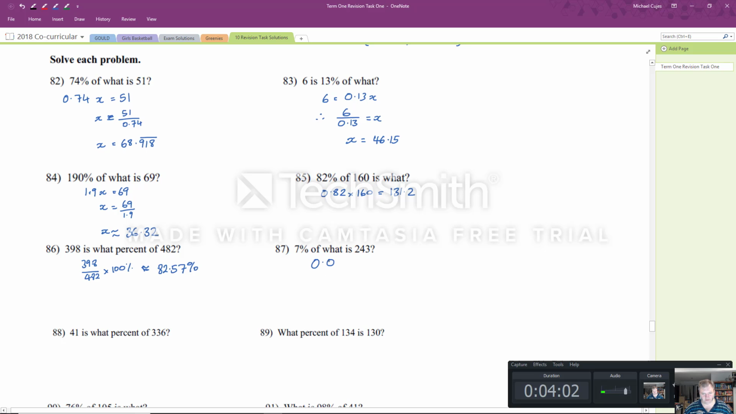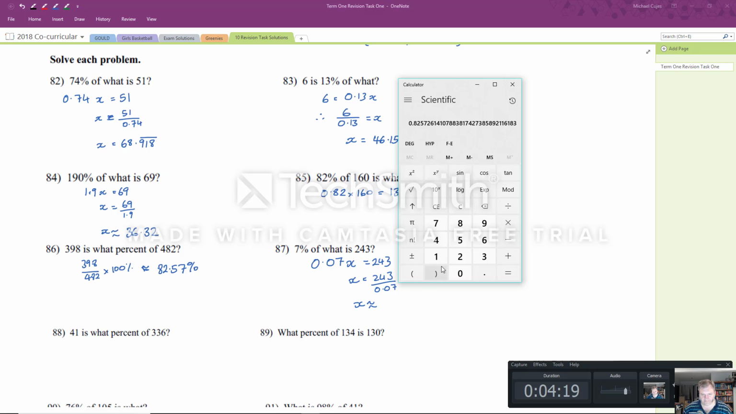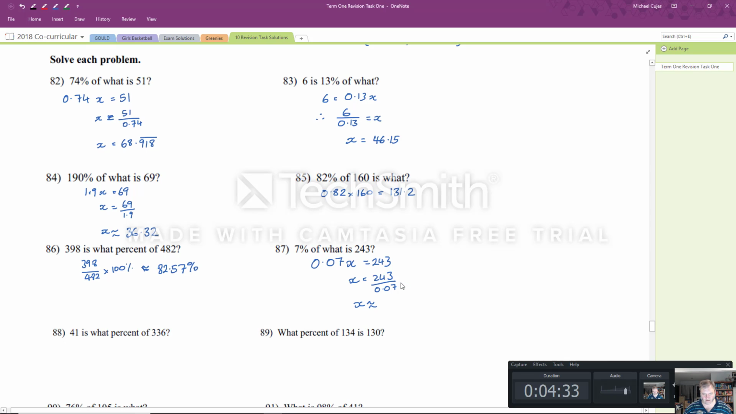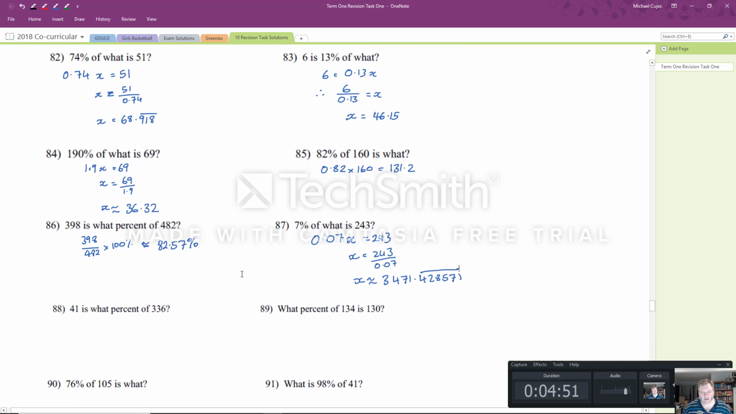7% of what is 243? So this is of what again? 0.07 of what? We'll call the what x equals 243. X is going to be 243 divided by 0.07. What's that going to be? 243 divided by 0.07. 3,471.428571. And hopefully some of you who've been in my class before got excited with that decimal, because of course that's a cyclic number and it's very exciting. 3/7 would be another way we could write that.